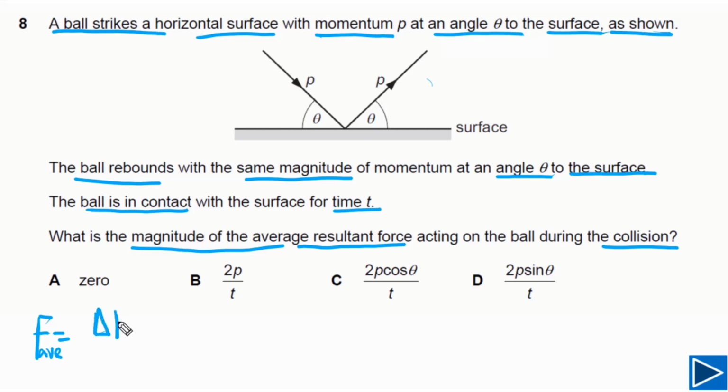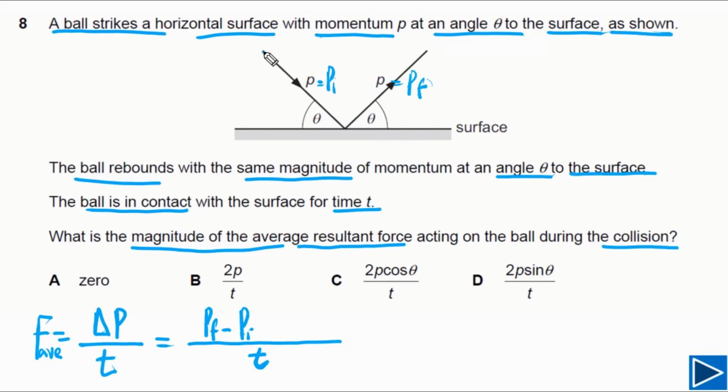Average resultant force is equal to the change in momentum over time. But time is already given, that is equal to t, so we don't need to worry about time. We need to find out what is the change in momentum. So we need to find out p final minus p initial. Now let's say this is our p initial and this is p final.